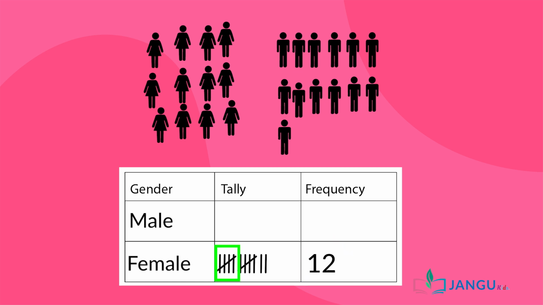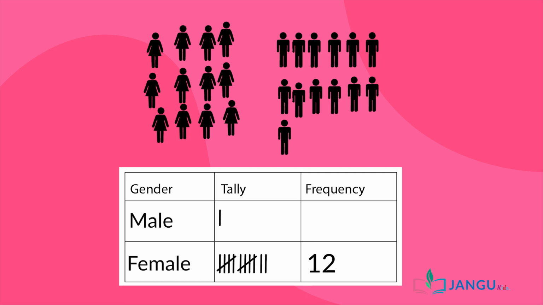Did you notice that the tally row is in groups of 5s? Well, that is how data is recorded in the tally row. 4 strokes and a 5th one across to make it 5. Can you count the number of boys in the class?